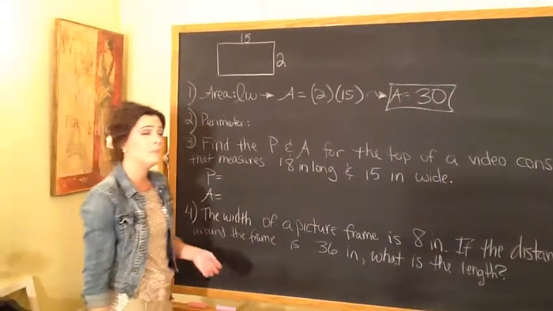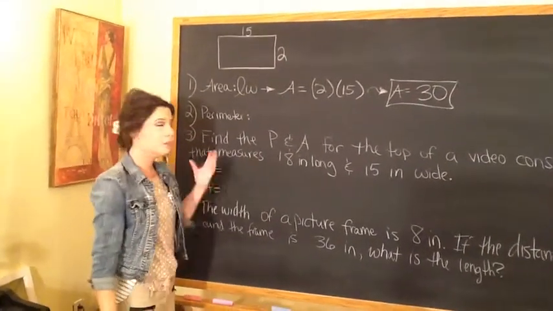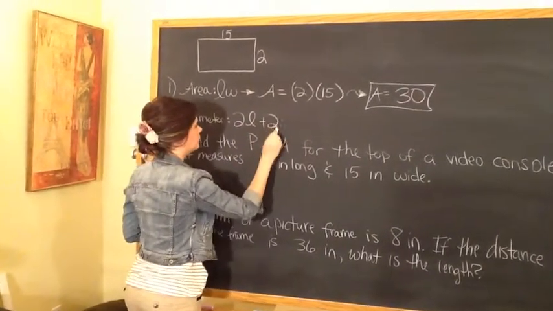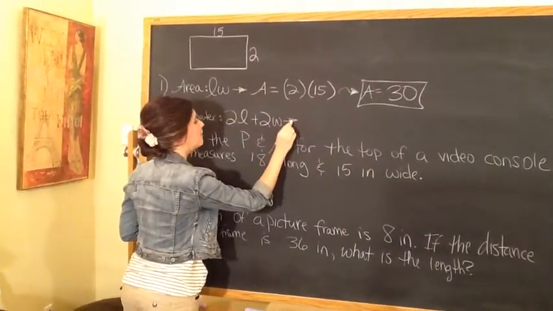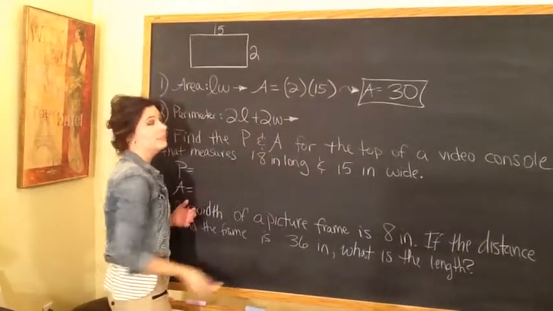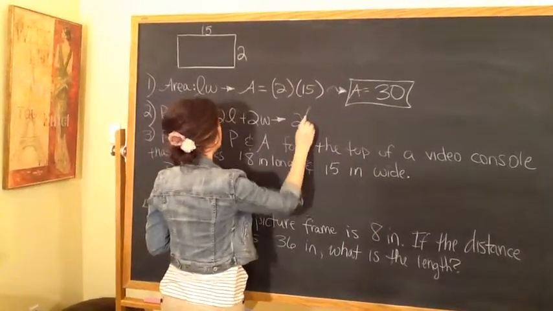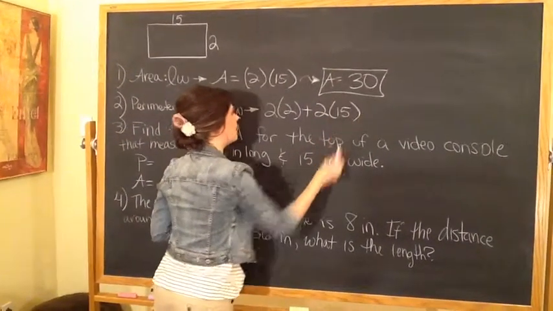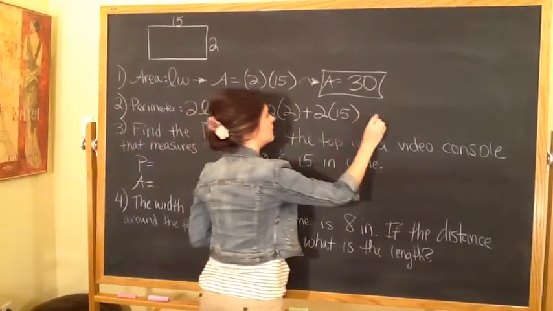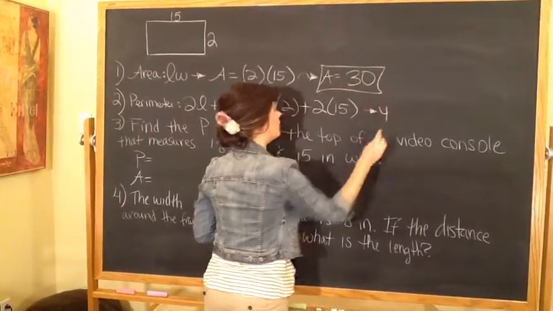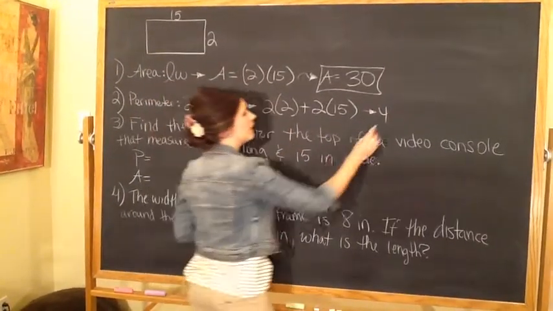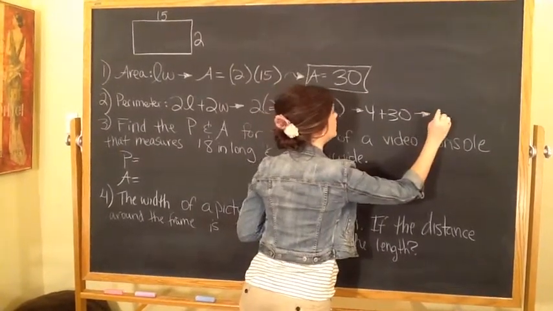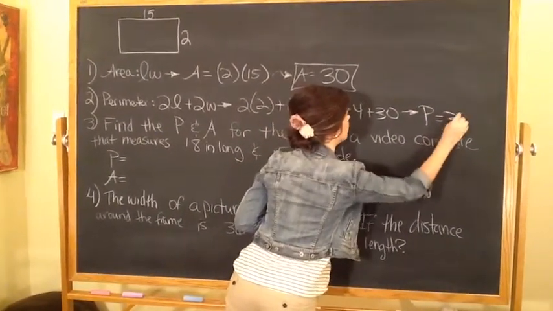Now let's go ahead and find the perimeter. Now the perimeter has a different formula. We have 2 times L plus 2 times W. So we're going to plug in the numbers for L and W. So we'll do 2 times 2 plus 2 times 15. So 2 times 2 is going to give us 4, and 2 times 15 is going to give us 30. So 30 plus 4 is going to give us, the perimeter is 34.